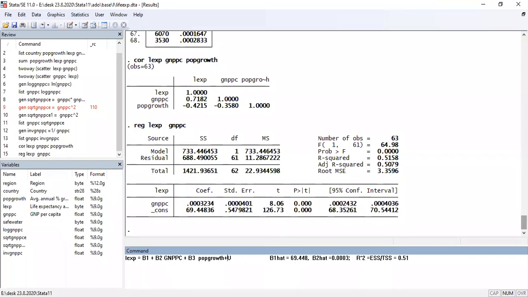So it's easy. Let's say we believe that life expectancy not only depends on GNP per capita, but also on population growth. So we brought this new variable here. Now you have two independent variables and one dependent variable. Everybody with me here?